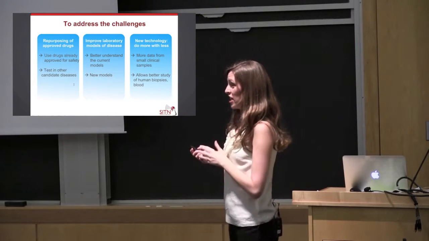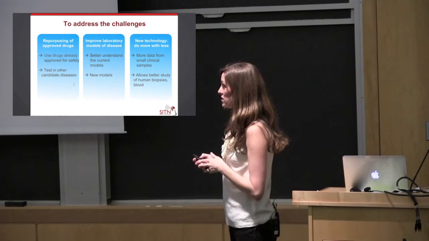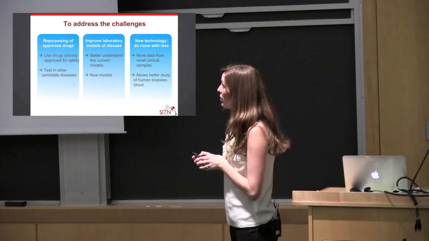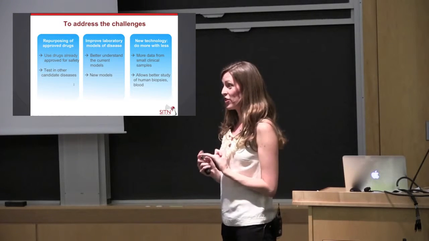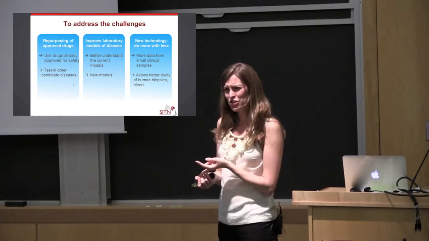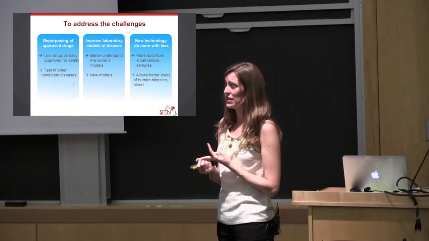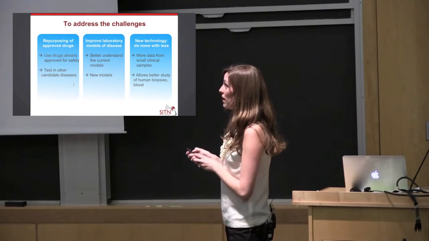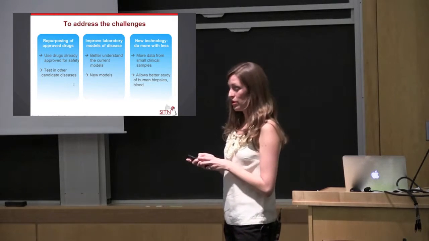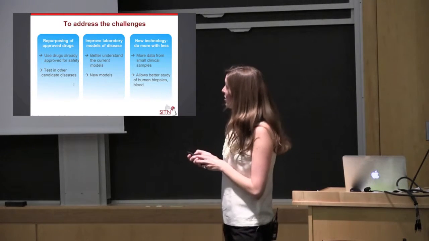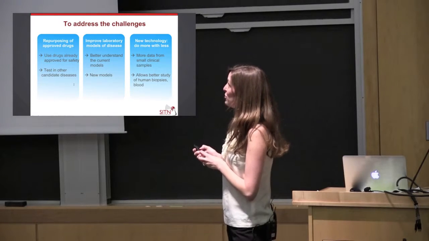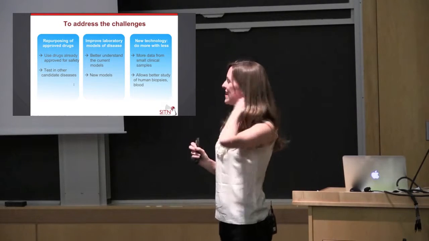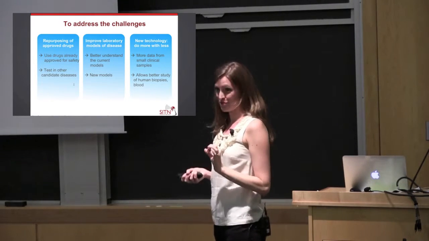Another way to try to address these challenges is to improve our laboratory models of disease. One way to do this would be to better understand the current models we have, know what their limitations are, know that they can't really predict how everything is going to work in a human, and try to come up with new models that can provide better examples of humans. And the third thing is to come up with new technology that lets us do more with less. This really gets at the opportunity to try to learn from human samples.